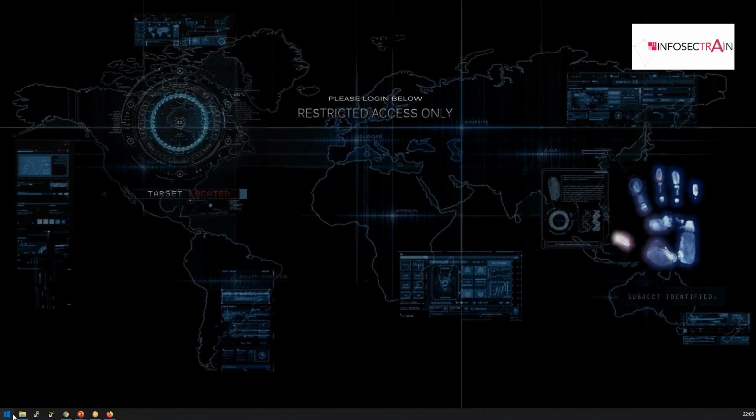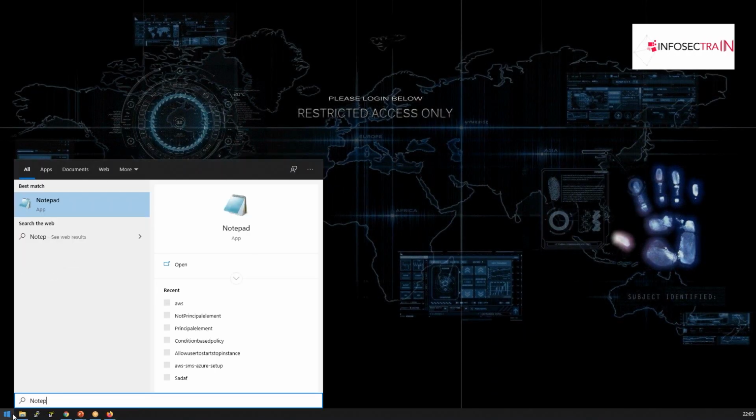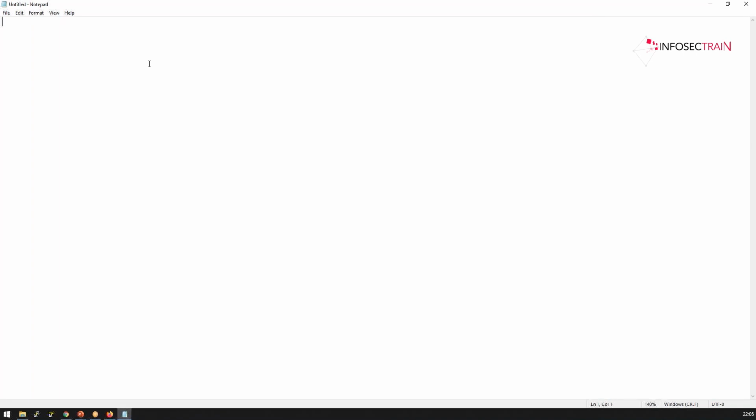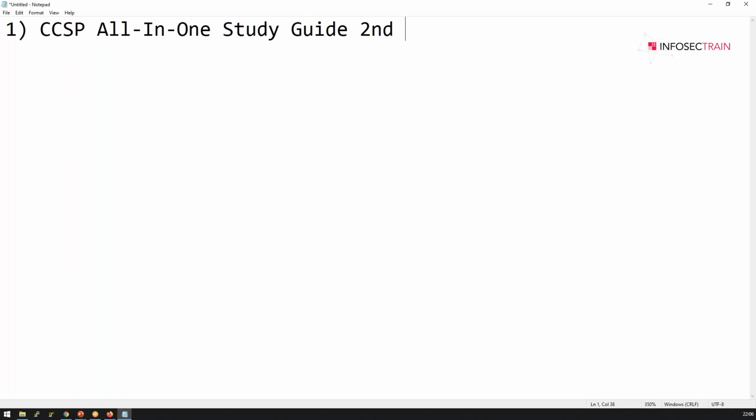The next thing most people ask me is what resources to use for reading for the exam. There are a lot of materials available in the market, but the most common ones I prefer: the first one is the CCSP All-in-One Study Guide, Second Edition. This is the primary reference material I always prefer you to read.